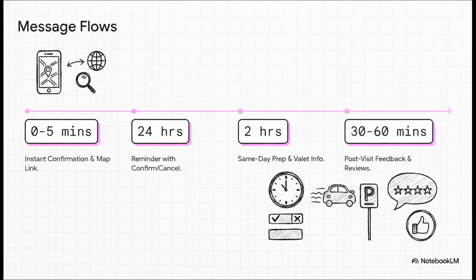So, here's the exact architecture you need for your message flows. Within the first 0 to 5 minutes, send an instant confirmation that includes a Google Maps link. This one single link stops the whole wrong branch no-show problem for guests who used landmark keywords to find you. Then, 24 hours before, send a reminder with a confirm or cancel button to pull any cancellations forward. 2 hours before, send parking and valet info to reduce arrival friction. And finally, 30 to 60 minutes after their visit, ask for feedback to capture those glowing Google reviews right at peak intent.